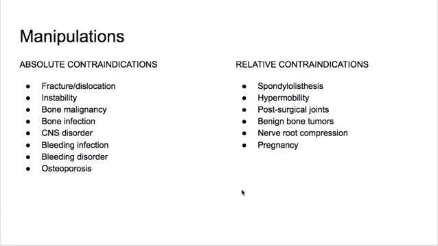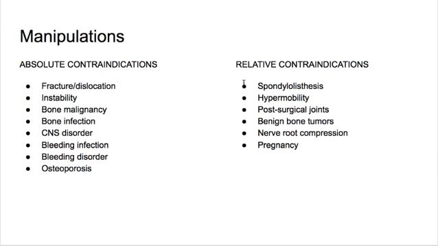The next category to consider is the manipulation category. But before we do, it's important to note what types of diseases shouldn't be considered for manipulation, because it's a relatively high velocity, high magnitude stretch of the lumbar spine. If someone has a fracture, they're very unstable, or bone malignancy, bone infection, bleeding, or central nervous system disorders, they tend not to respond very well. And especially with something like osteoporosis, the thrust could be damaging to them.